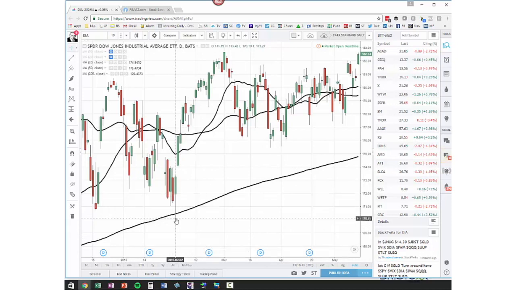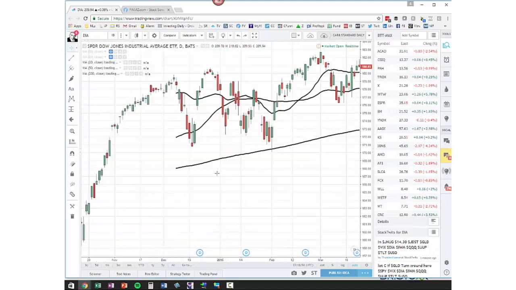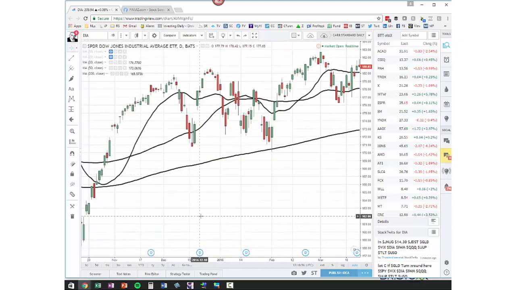Here's another good one. Too far away from the mean tends to revert back into it. Too far away from the mean onto the upside tends to revert back into it. Okay, so those are the three things we look at with moving averages: the slope, the crossovers, and the relative distance of price away from the mean.